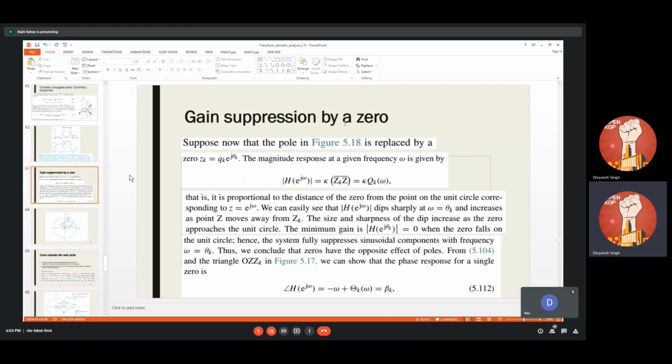So this is a zero inside the unit circle. Now a zero can go outside the unit circle also. There is no restriction on the stability of a filter if the zero exceeds the unit circle. The filter will still remain stable.